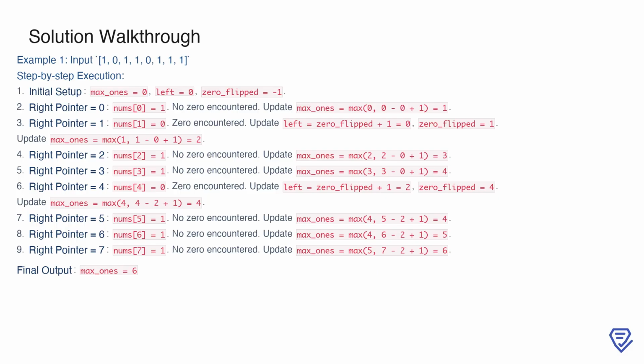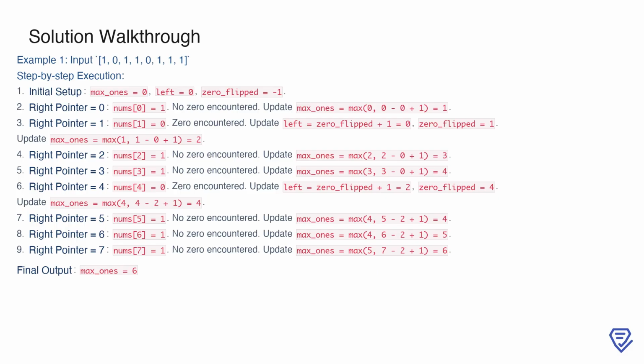Similarly, at right equals 2 and right equals 3, we encounter 1s, so we simply expand the window and update max_ones to 3 and then 4. At right equals 4, we encounter another 0. This means we need to move the left pointer again, this time to index 2, as the previous 0_flipped was at index 1, and we update 0_flipped to 4. The window size gives us a max_ones of 4.